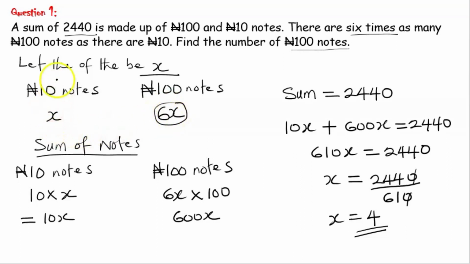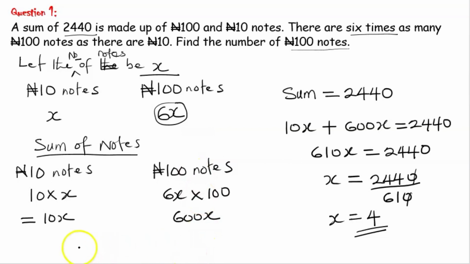This actually denotes the number of notes. Sorry, this should be: let the number of notes be x, right? So that of 10x, that of 100x. So this expression now says 6 times as many 100 naira notes. That's why we multiply this by 6.